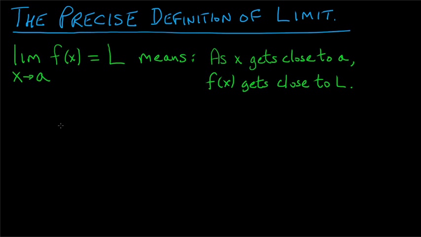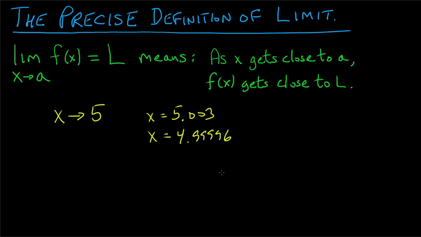Informally, we know what it means. x approaches 5 just means x is getting close to 5. That could mean x is 5.003, or x might be 4.99996. These are very close to the number 5, but are they close enough? In some cases, they might be perfectly close enough. In other cases, they might not be close enough, and you might have to get closer.